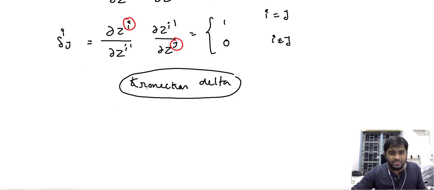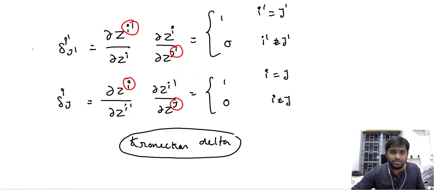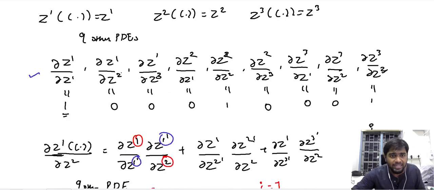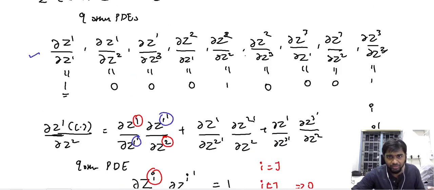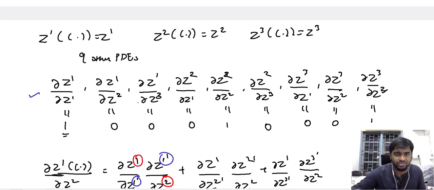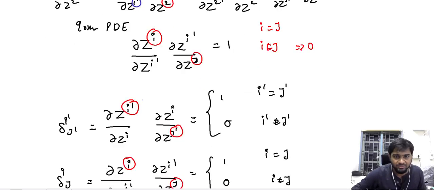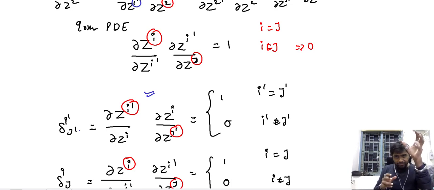Now, when you consider another way of describing these partial derivatives, these 9 partial derivatives have been expressed using this simplified notation, and this is what helped us invoke the Kronecker delta. So what we have is 9 PDEs, which we have represented using a single expression, and then we related that single expression to the Kronecker delta.